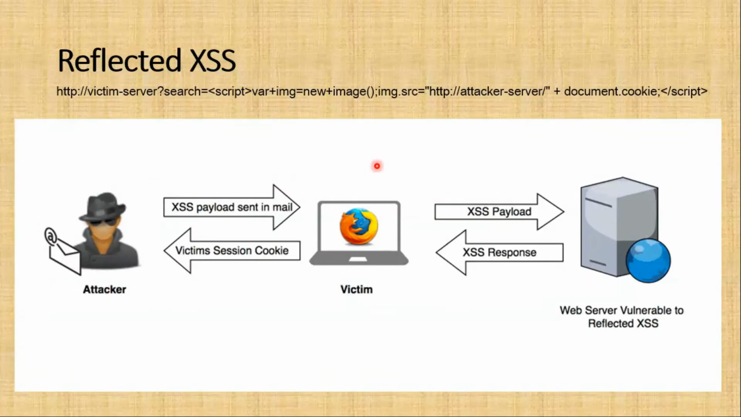Next, reflected XSS. Consider this is the malicious code. In reflected XSS, along with the URL, I'm sending the malicious code. The XSS code is sent in a mail or anything to the victim. If the victim opens it, it will be directly connected to the server, and the response is sent directly to the attacker server. The attacker captures everything, only if the victim clicks the link.